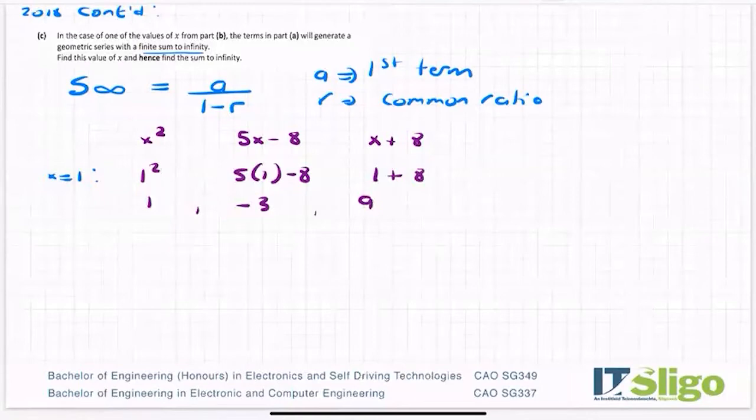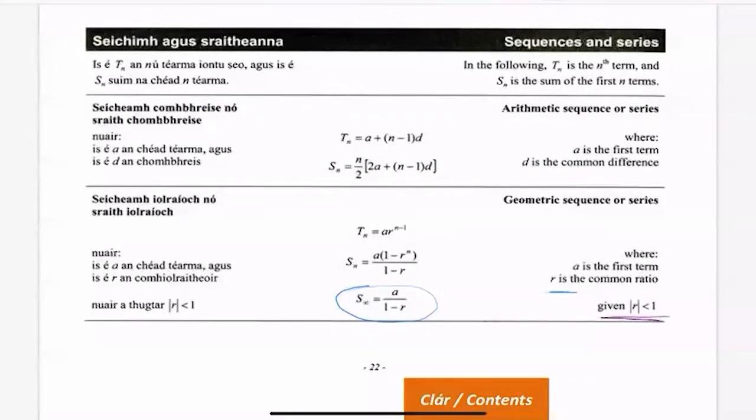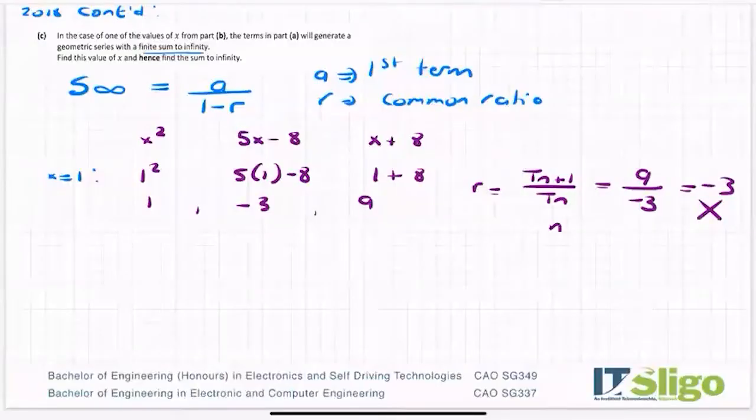My common ratio is always Tn plus 1 over Tn, or Tn over Tn minus 1, it doesn't matter. So 9 over minus 3, and you can see I'm getting a common ratio there of minus 3. So that won't sum to infinity. Remember that the size of your common ratio must be less than 1 for it to sum to infinity. So no sum to infinity.